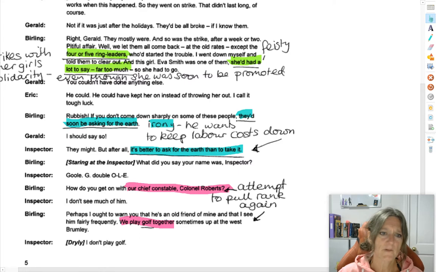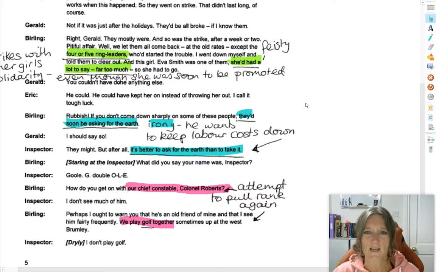Eric goes on to say he could have kept her on instead of throwing her out. Birling says, I call it tough luck. And Eric gets it. He's like, well, don't you want to keep your best workers? You said she was a good worker. Why wouldn't you want to keep her? Give her a pay rise. He seems like a much more thoughtful man. So why on earth would you sack one of your best workers? It just doesn't make sense to him. Not even from a human perspective, but even from a business perspective, to Eric, it doesn't seem to make sense.